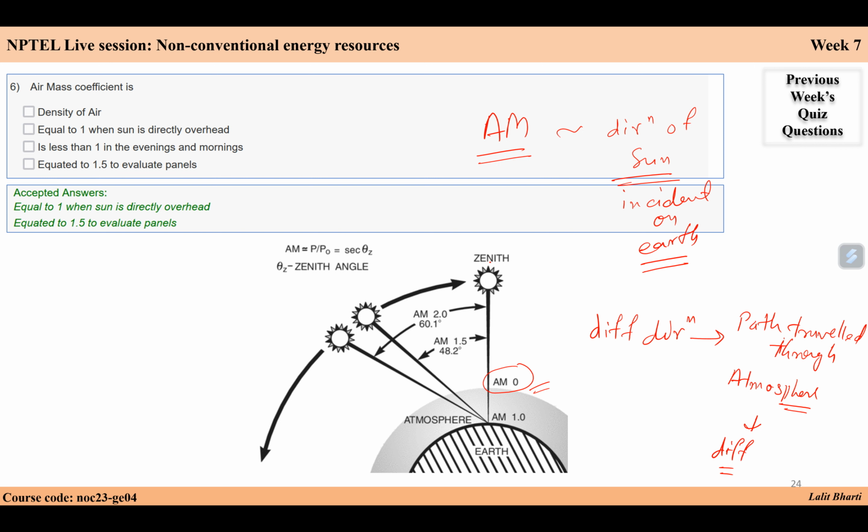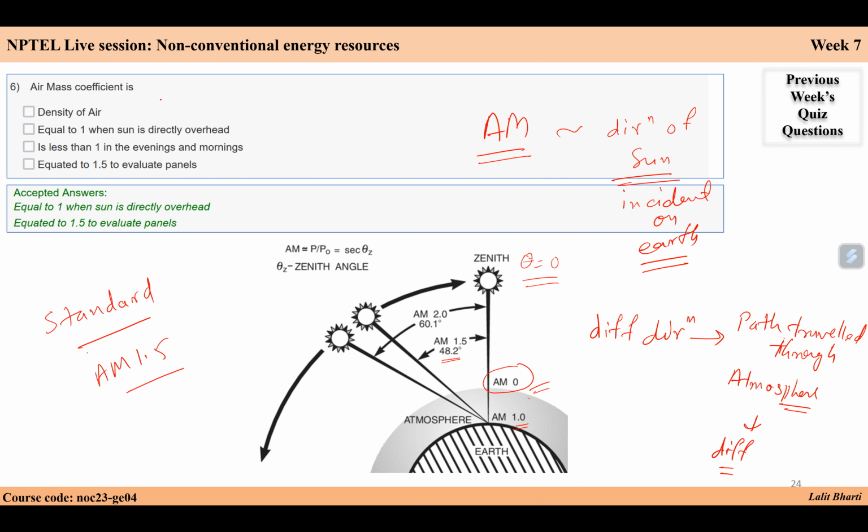If it is at the zenith, meaning the angle is 0 degrees, then it is called AM1.0. If the angle is 48.2 degrees, it is called AM1.5. And if the angle is 60 degrees, it is called AM2. So AM1.5 is the standard that is taken.